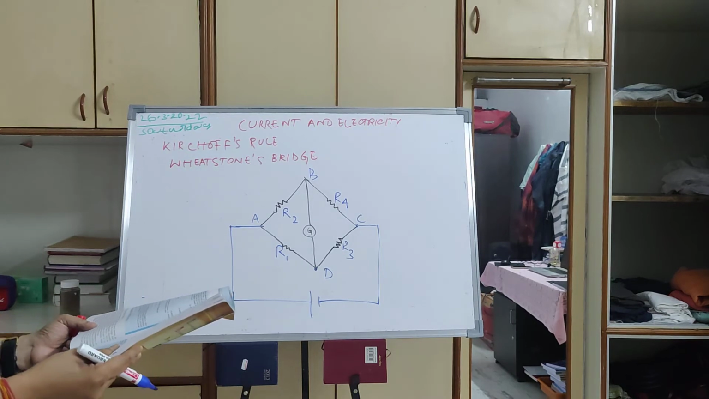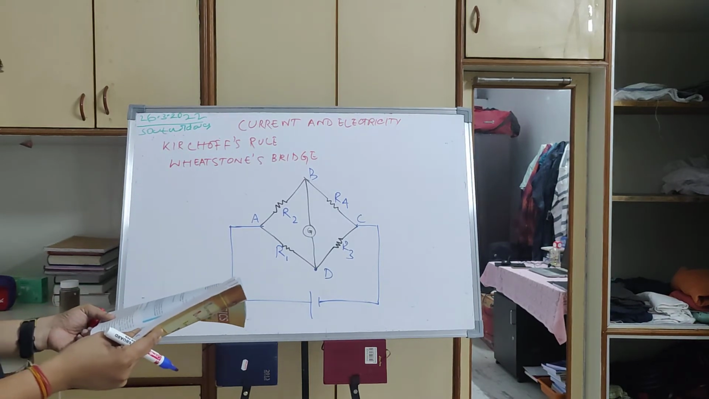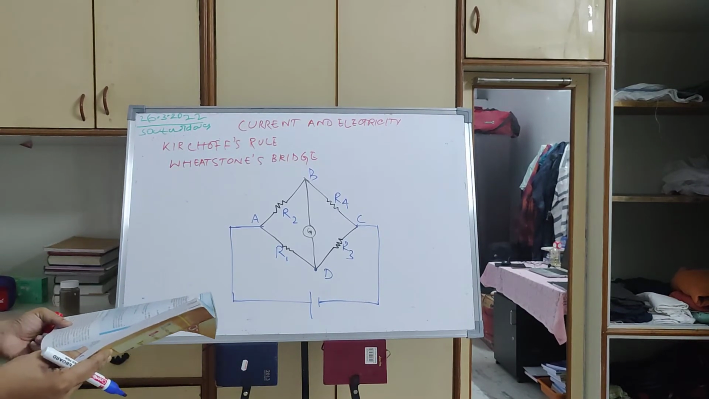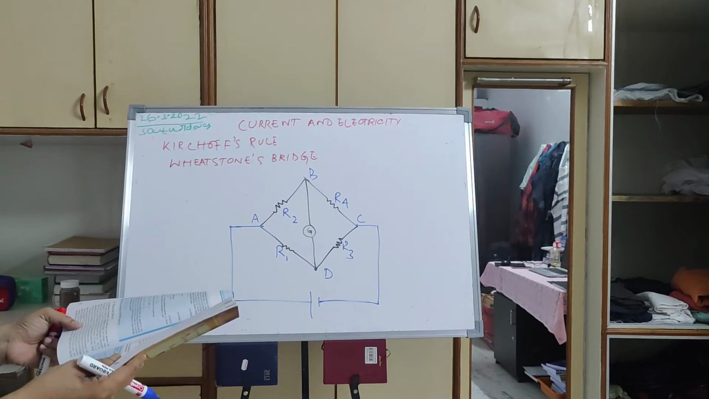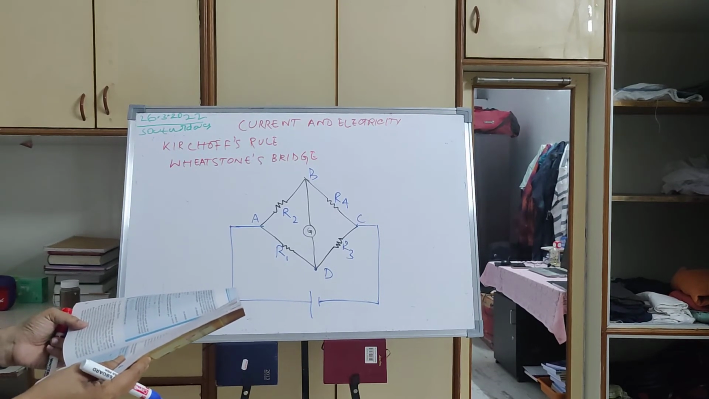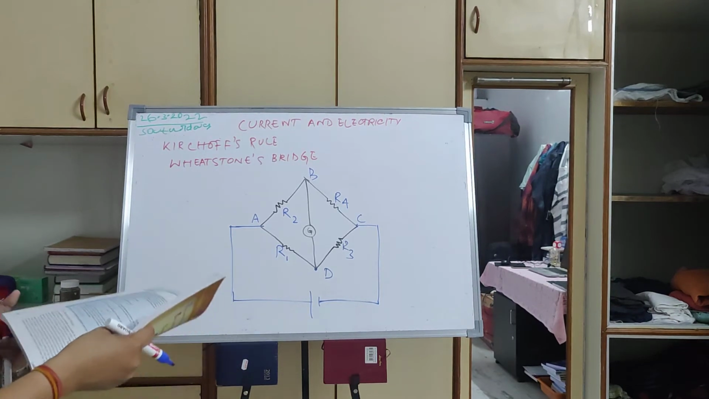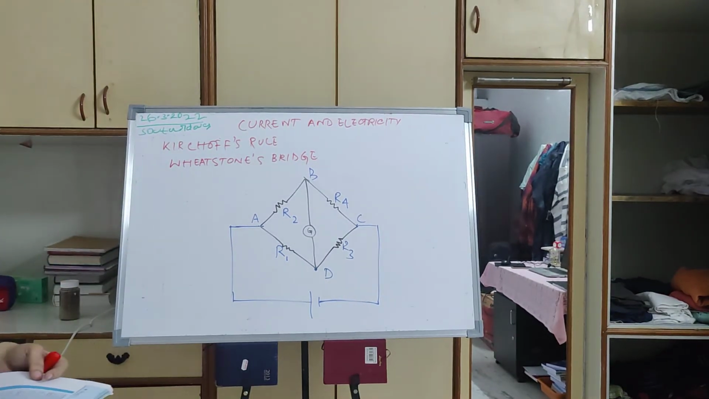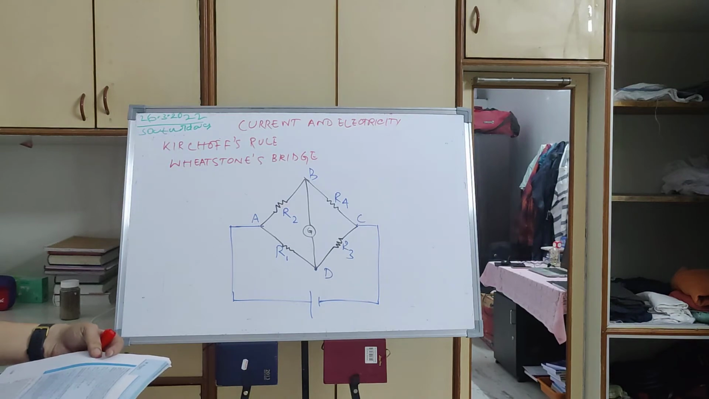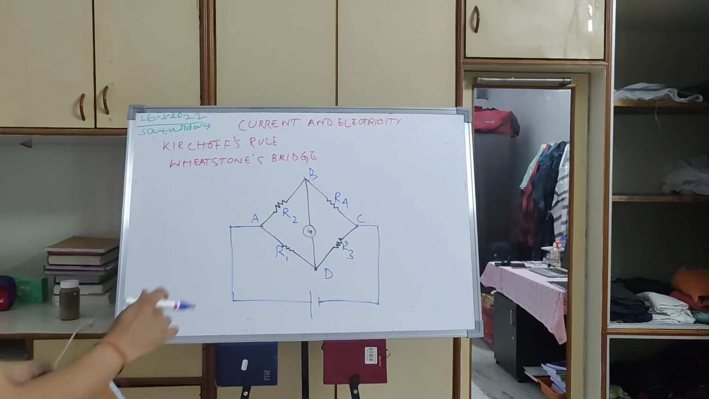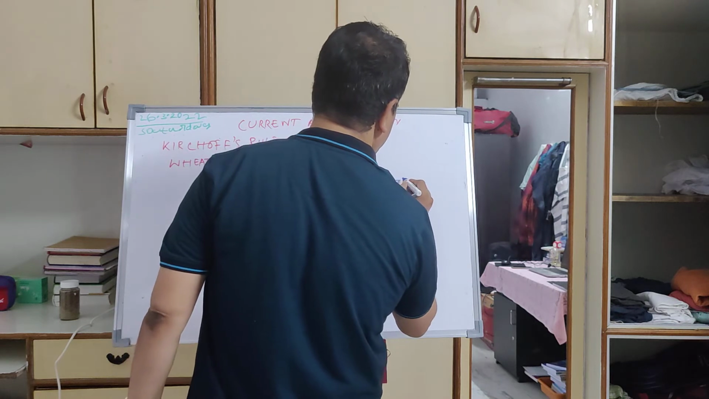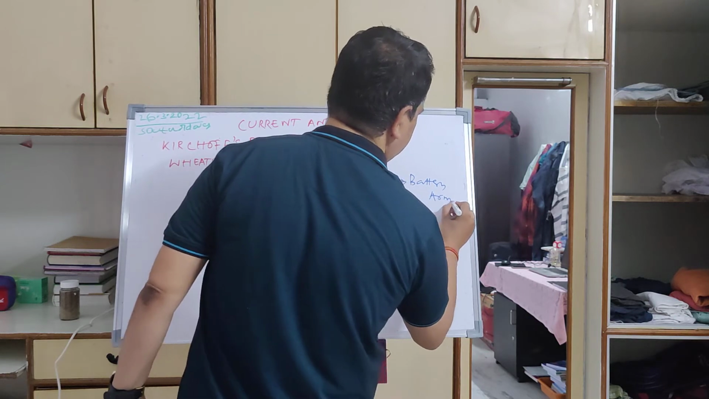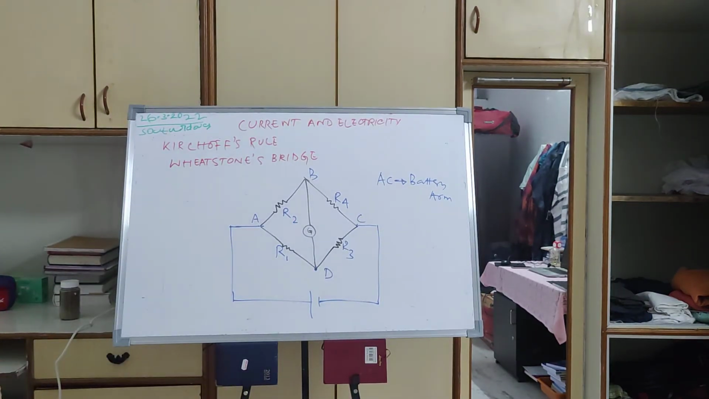So Kirchhoff's rules, you will apply Kirchhoff's rule to the Wheatstone Bridge and solve it. The bridge has four resistors R1, R2, R3, R4. Across one pair of diagonally opposite points A and C in the figure, a voltage source is connected. This is called the battery arm. So AC is called the battery arm.